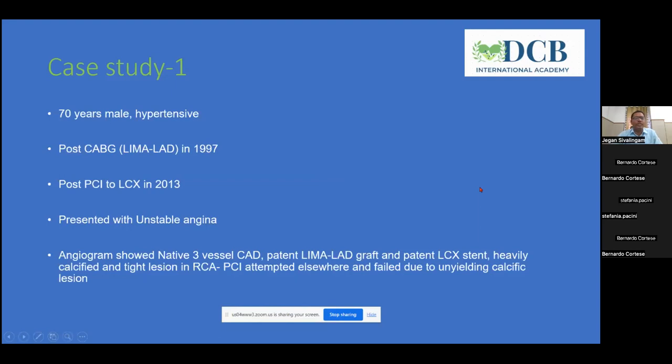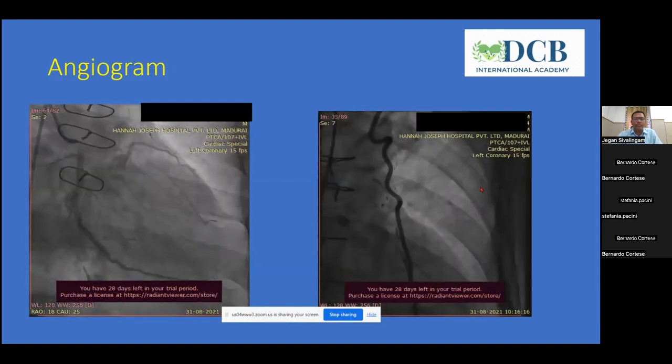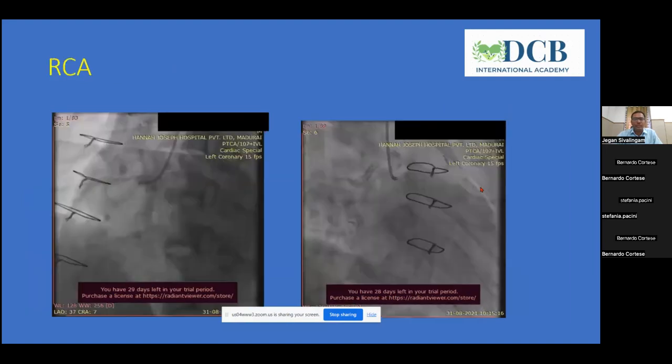The first case is a 70-year-old gentleman who had a CABG in 1997 and a PCI to the LCx in 2013. This time he presented with unstable angina. So this is the angiogram. Here we can see the LAD is occluded and the LIMA is patent. So the left side system is nothing much, but the point of interest is the right coronary artery.